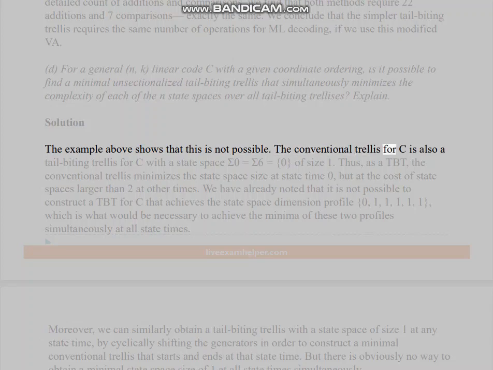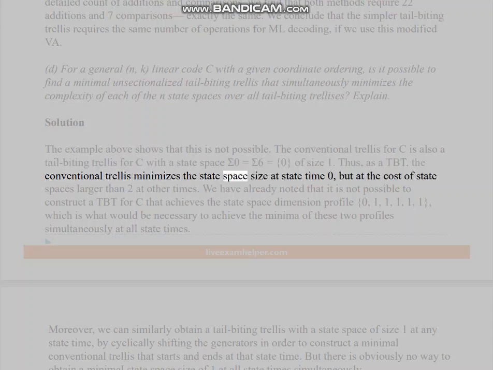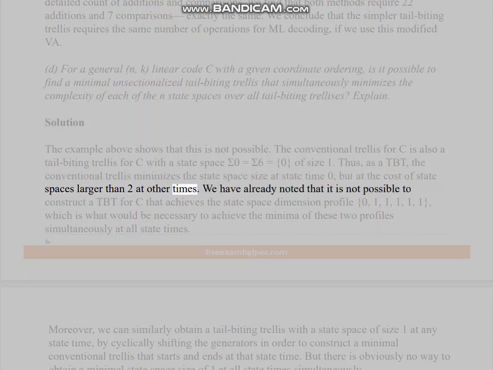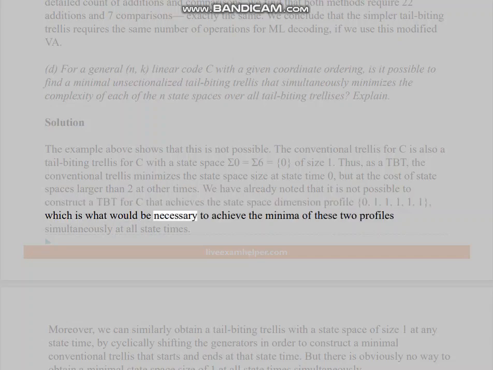The conventional trellis for C is also a tail-biting trellis for C with a state space σ0 equals σ6 equals 0 of size 1. Thus, as a TBT, the conventional trellis minimizes the state space size at state time 0, but at the cost of state spaces larger than 2 at other times. We have already noted that it is not possible to construct a TBT for C that achieves the state space dimension profile 0, 1, 1, 1, 1, 1, which is what would be necessary to achieve the minima of these two profiles simultaneously at all state times.